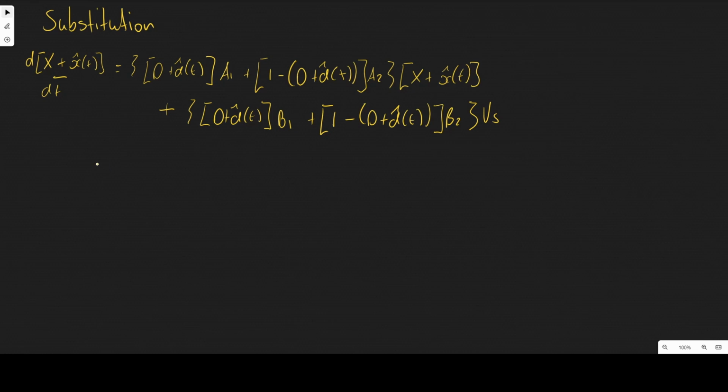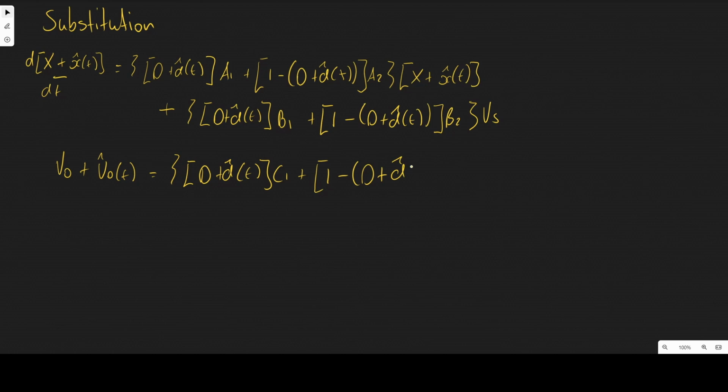And for the output, since y is equal to Vout, we would write Vout plus Vout hat, which is equal to D plus D hat multiplied by C1 plus 1 minus D plus D hat multiplied by C2 and these states.